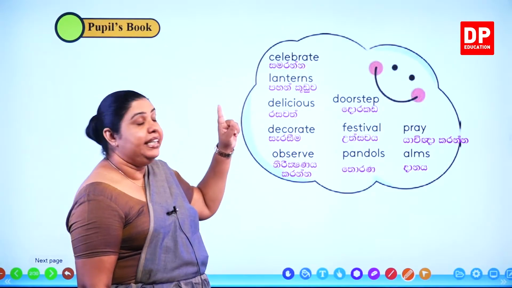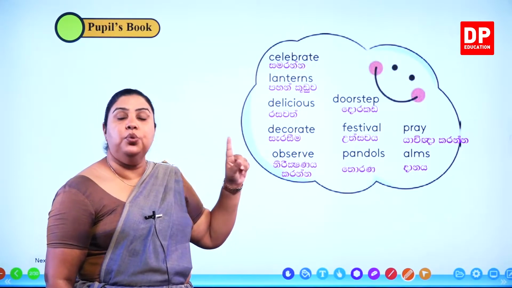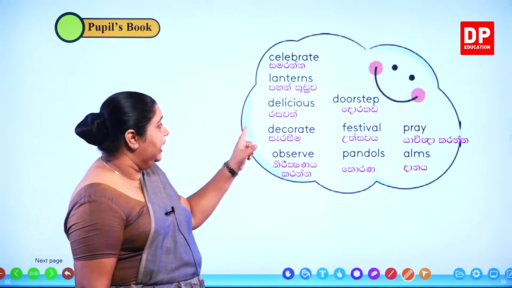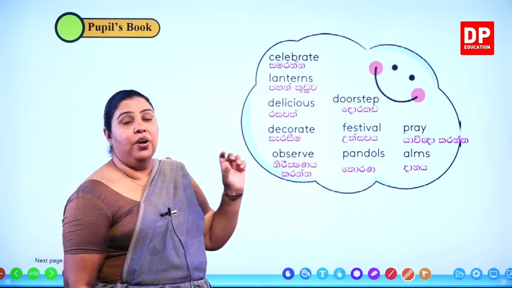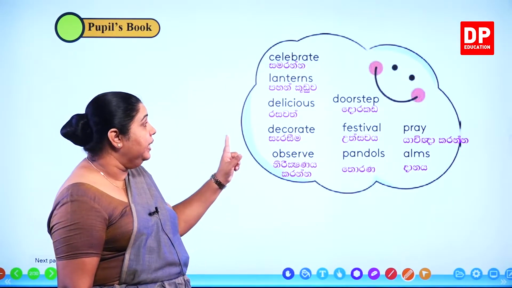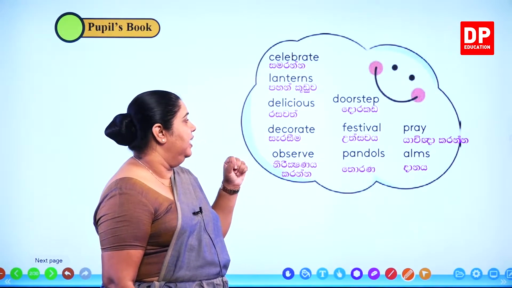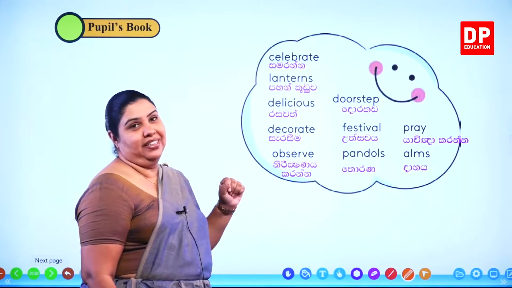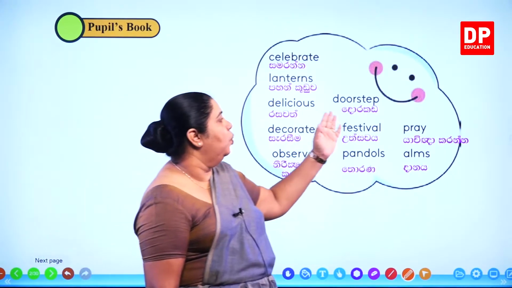Then we have the word lanterns. Lanterns. Delicious. Look at the word delicious. It's a little difficult. You cannot write the spelling of the word delicious just the way that you hear. You have to practice it. Delicious. Then we have decorate. Decorate. Then we have observe. Observe.